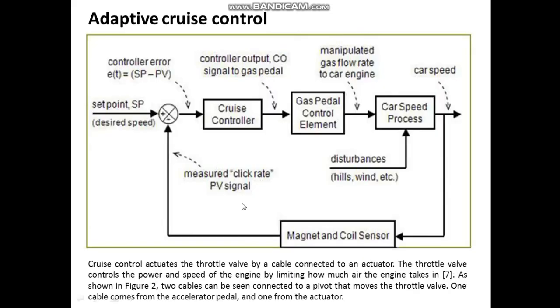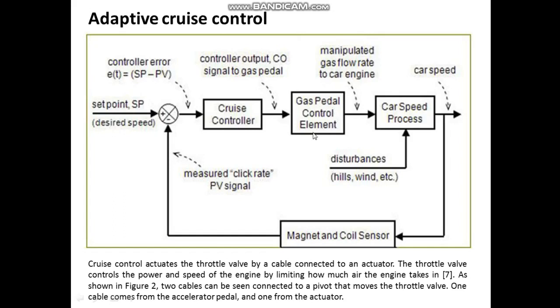Now if you see this block diagram, it is obviously a closed loop system. It starts with the set point, considered as SP, which is the desirable speed. Then there is one summing point, and the controller error will be set by taking the subtraction between the set point and the measured signal, that is the PV signal, which is the feedback coming from the magnet and coil sensor. Then there will be a cruise controller, the output of which will be the controller output, that is the CO signal to the gas pedal.